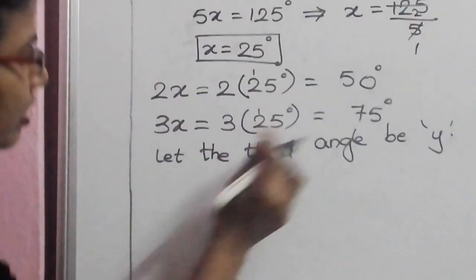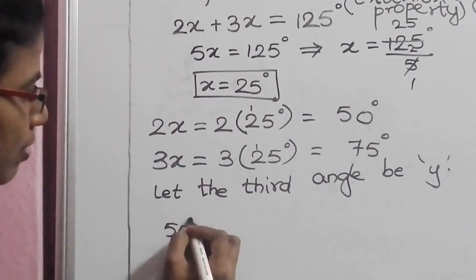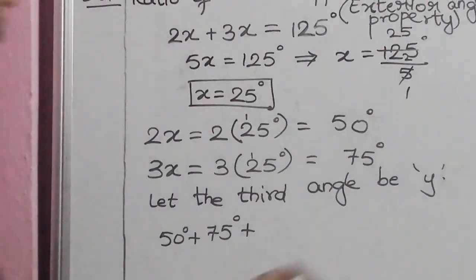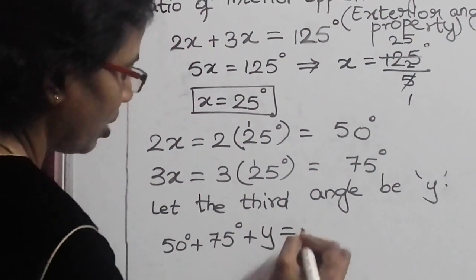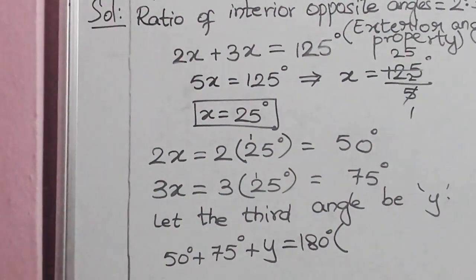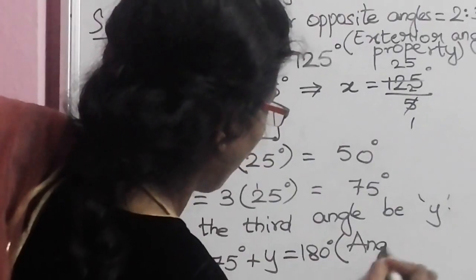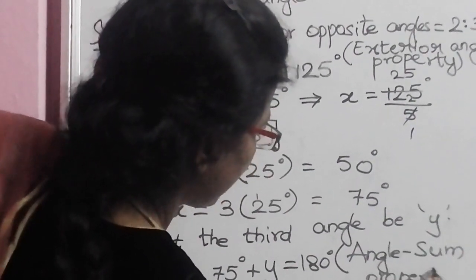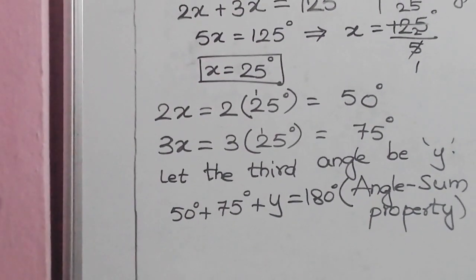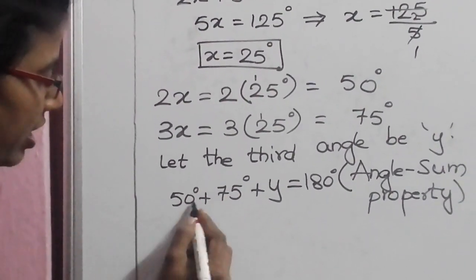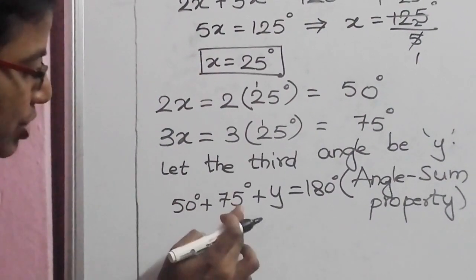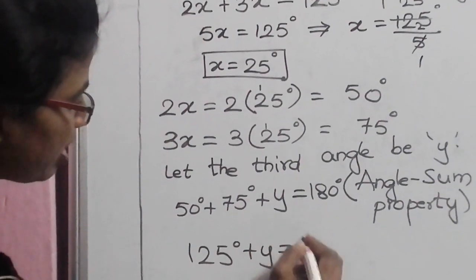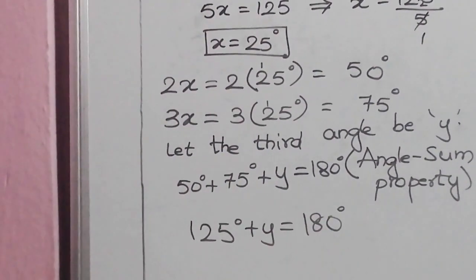So now let us write here 50 degrees plus 75 degrees plus third angle y is equal to 180 degrees. How did you get this? Because of angle sum property. Which property? Angle sum property. So now 50 plus 75, let us add. 0 plus 5 is 5, 5 plus 7 is 12. So you got it as 125 degrees plus y is equal to 180 degrees.